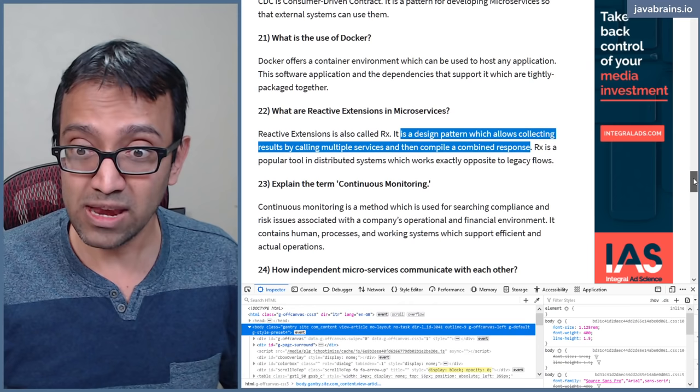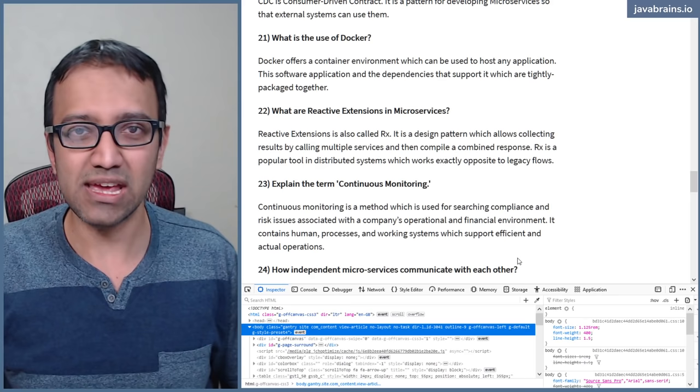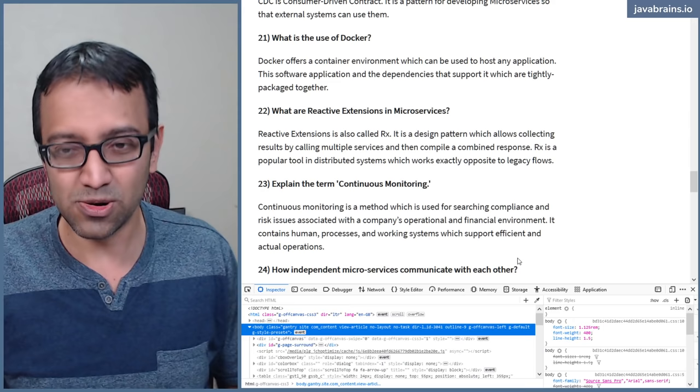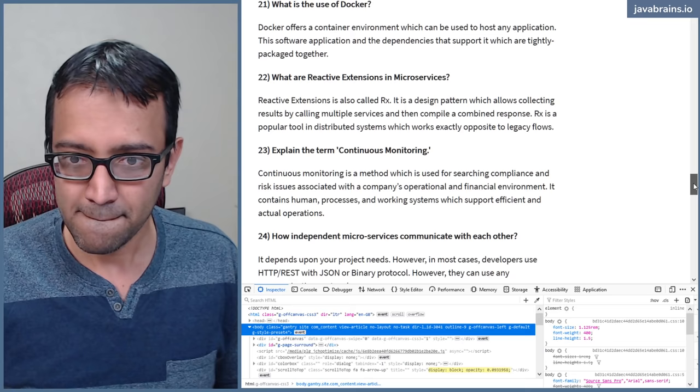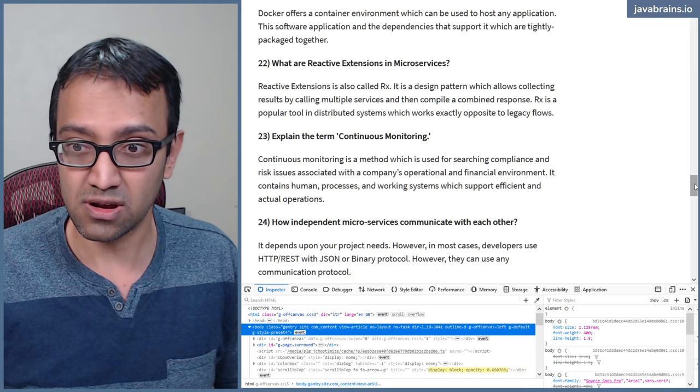How do independent microservices communicate with each other? They use REST APIs. Well, they can technically use any APIs, but a common choice is REST APIs, and the payload is a JSON payload. The content type is JSON. The answer given says it depends on the project needs. However, in most cases, developers use HTTP, REST with JSON or binary. They can use any communication protocol. Good answer, this one's a good answer.